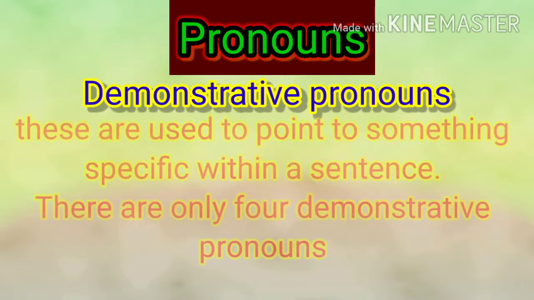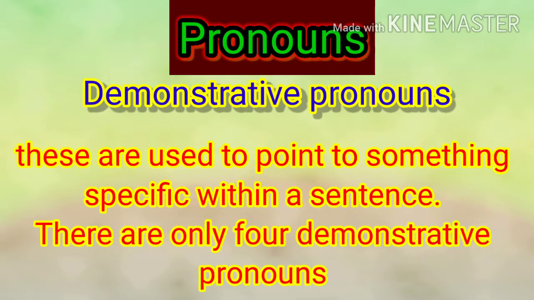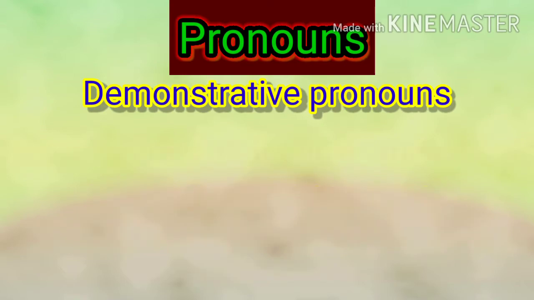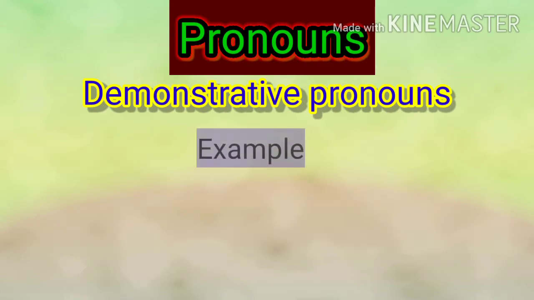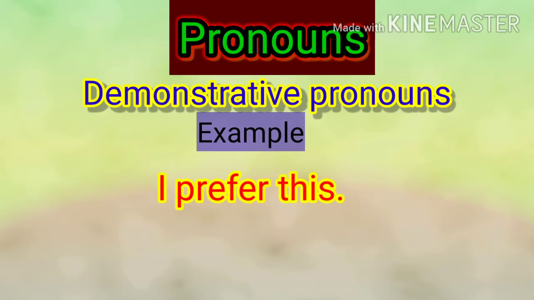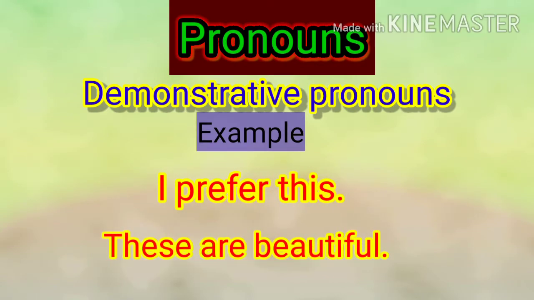Next type is demonstrative pronouns. These are used to point to something specific within a sentence. There are only 4 demonstrative pronouns, and these are this, that, these and those. This and that are singular, whereas these and those are plural. Examples are: I prefer this, and these are beautiful.